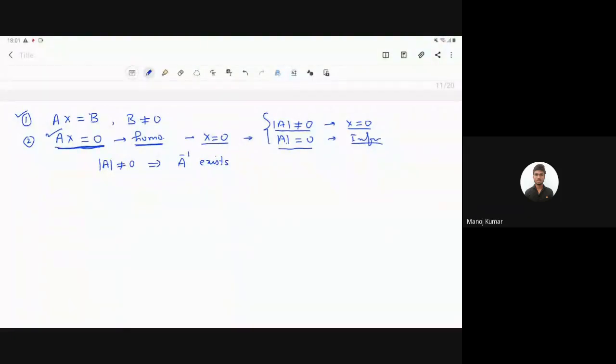Now, understand this point: why you get infinitely many solutions when the determinant is 0, and why you get only the trivial solution when the determinant is non-zero. You see, when the determinant is non-zero, A inverse exists. Do you recall this result from your 12th class? What is A inverse? Adjoint A upon determinant A. So if determinant A is non-zero, that guarantees that A inverse exists.